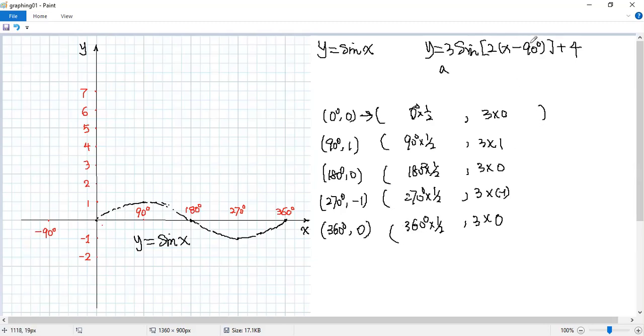Now let's look at the phase shift. 90 degree is greater than 0. So we need a horizontal shift to the right by 90 degree. That means we need to add 90 degrees to the x coordinate. So we get plus 90 degree for each. Finally, look at the vertical shift. 4 units up. So that means we need to add 4 to the y coordinate.